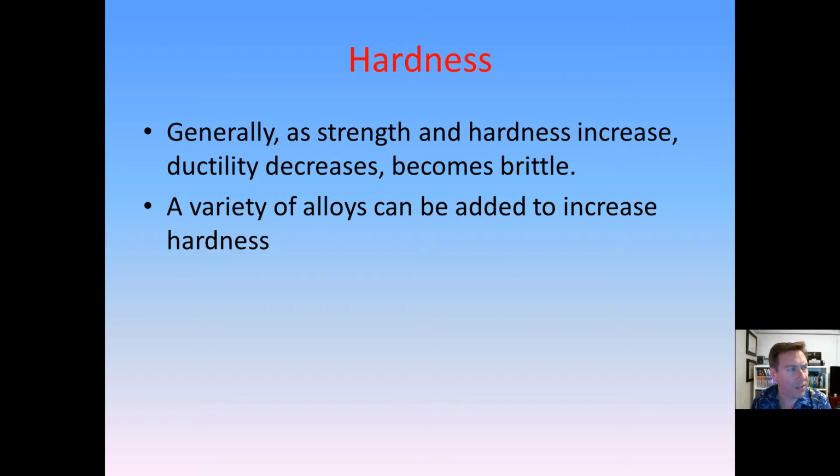All right, so generally, as strength and hardness increase, ductility decreases and the material becomes brittle. Glass is very hard, but it's very brittle. You drop it on the ground, it shatters. So that's not very strong, if we think about it that way. A variety of alloys can be added to increase hardness.